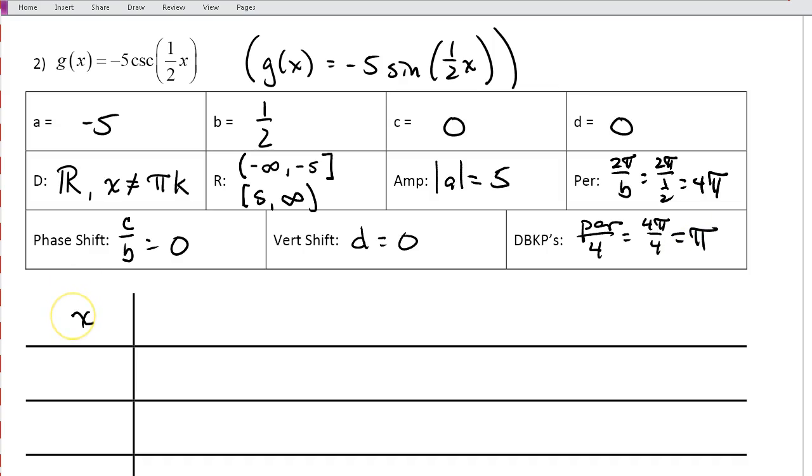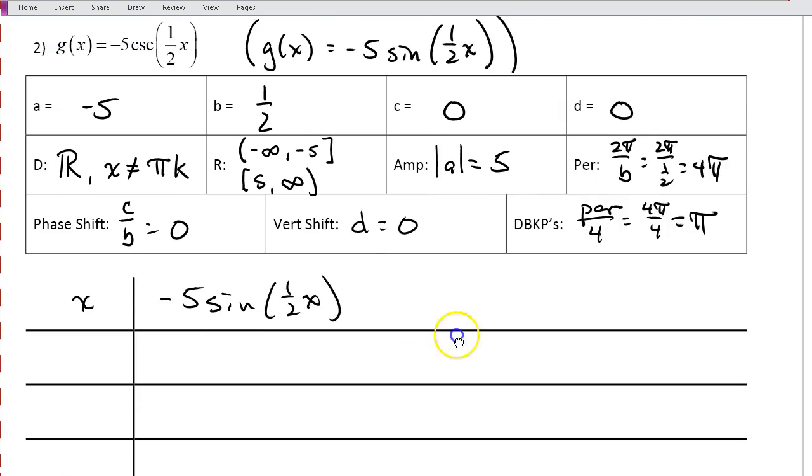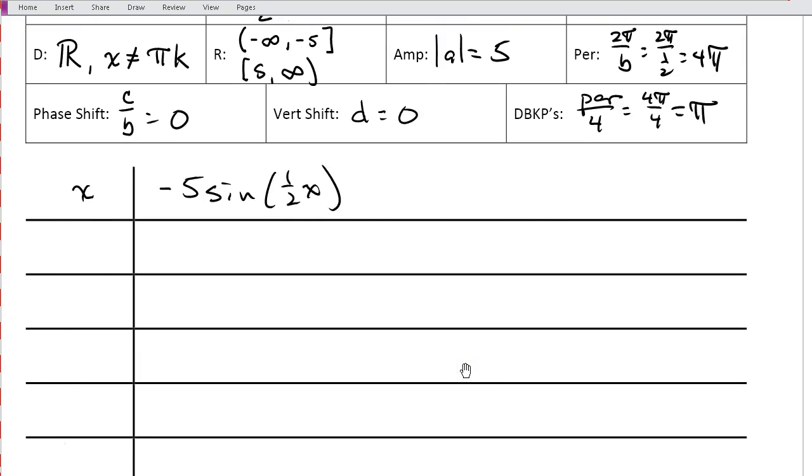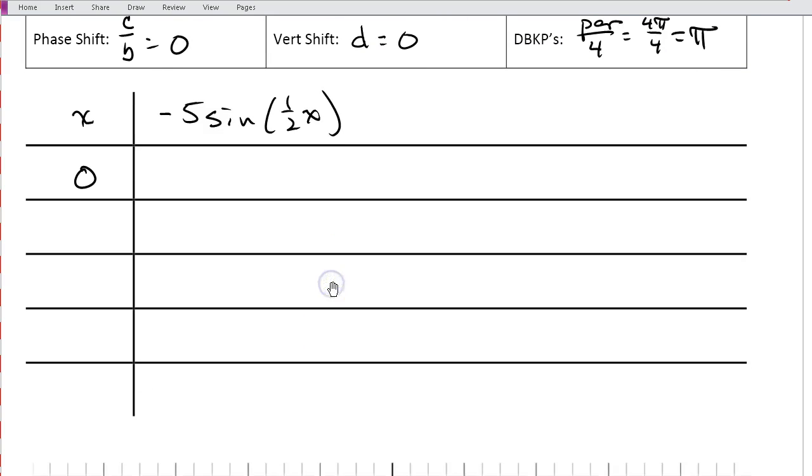So here's my x values that I'm going to plug in, and we're going to just find these ordered pairs based on the fact that this would be -5 sine 1/2 x. Again, we'll just graph the cosecant in the very last step when we start graphing everything. There's no phase shift, so we're going to start at 0. My distance between key points is pi, so then I'll go up by pi. So pi, 2 pi, 3 pi, 4 pi.